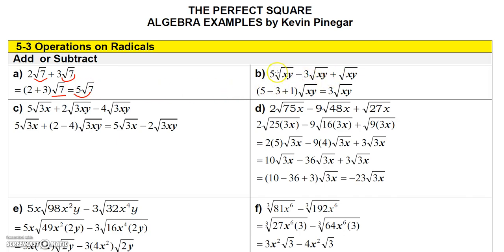And here's another example. This one, you got 5 of these square roots of xy minus 3 of these square roots of xy plus 1. There's an understood 1 right there. So what you could do is factor the square root of xy out of each term and then just write it over here, and then you'd be left with 5 minus 3 plus 1, which is simply 3. So you'd have 3 times the square root of xy.